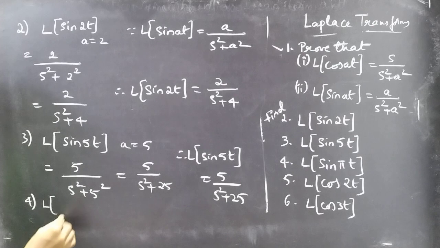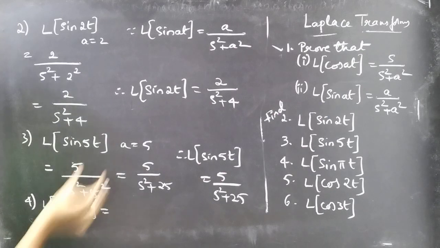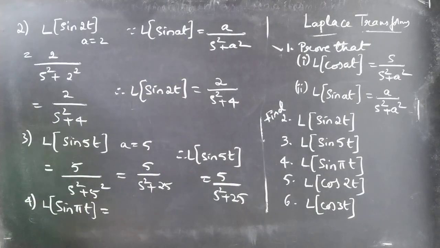Now coming to the fourth one, find L of sin pi t. This equals, now compare sin pi t with sin at, then for a equal to pi, we'll have pi by s square plus pi square.